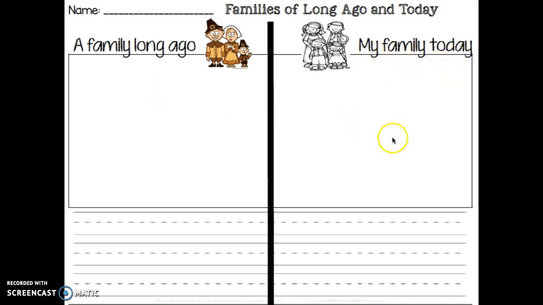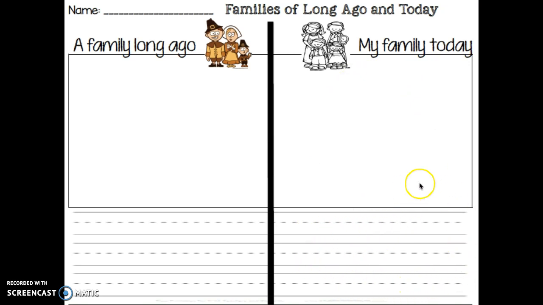So I want you to think about what your family does doing the same thing that the family long ago did and draw a picture of it. Is it different? Are you still doing that activity the same way as people long ago did? Or has something changed? After you get done drawing your picture, I want you to write a sentence.